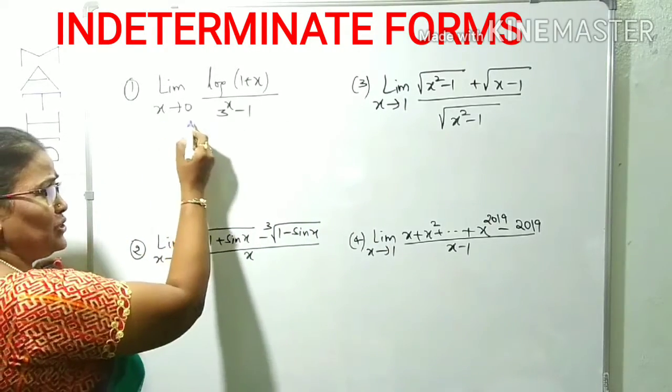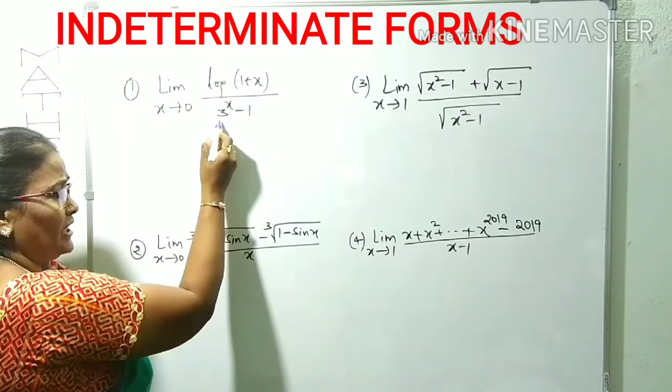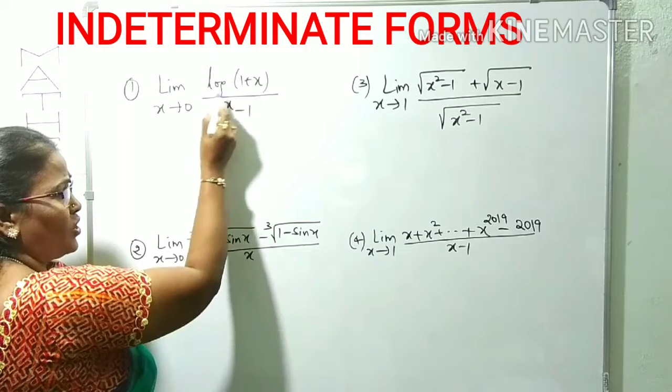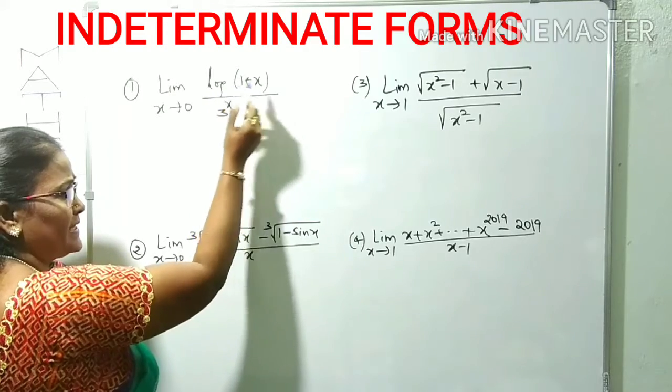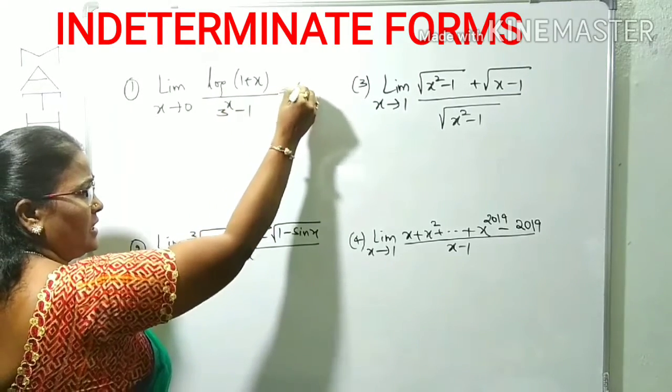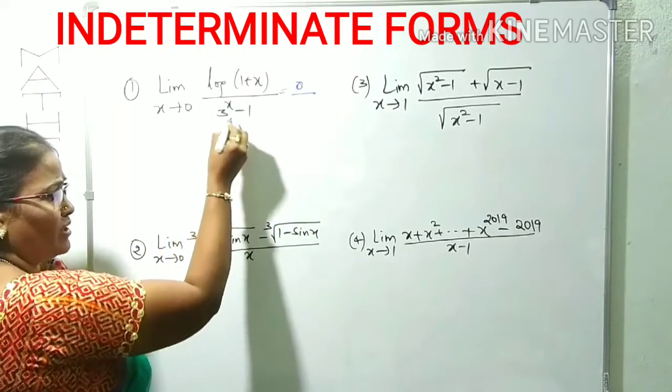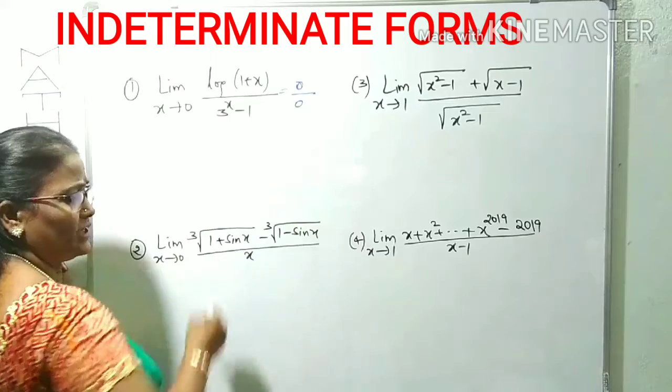Limit x tends to 0 of log of 1 plus x by 3 power x minus 1. X is 0. The numerator becomes log of 1 plus 0, that is log 1. Log 1 is 0, you know that clearly. Denominator is what? 3 power 0. 3 power 0 is 1. 1 minus 1 is 0. This is clearly 0 by 0.